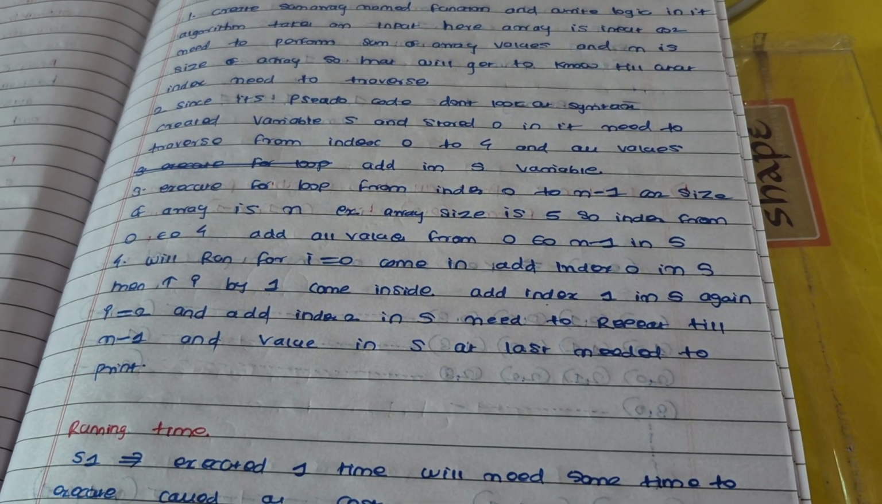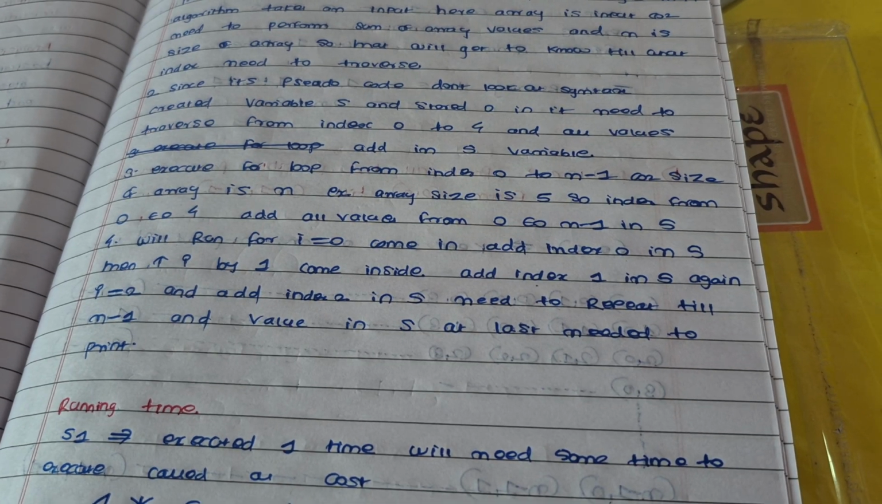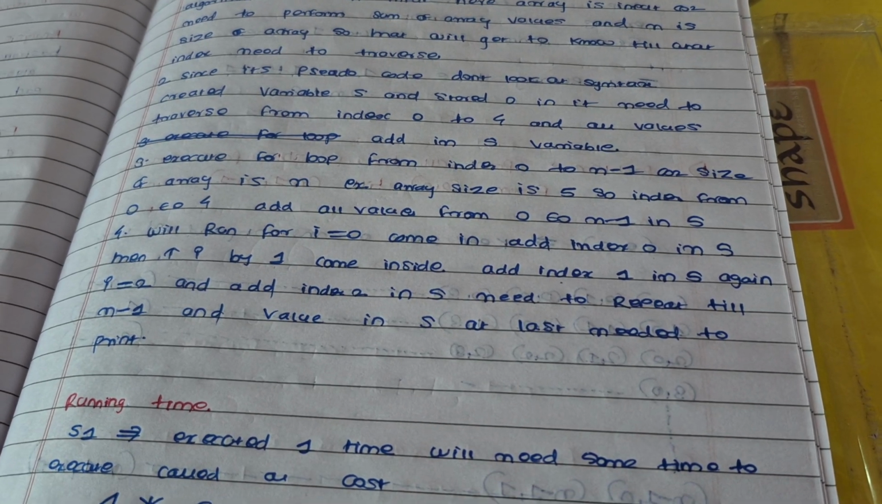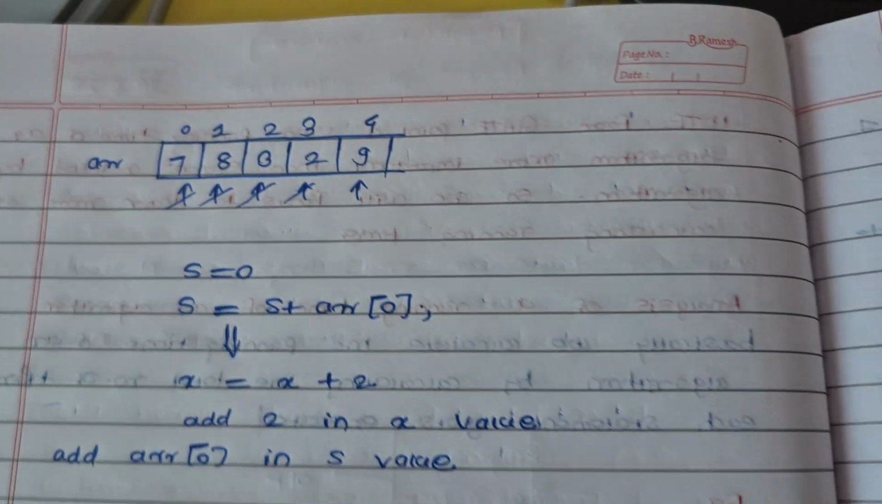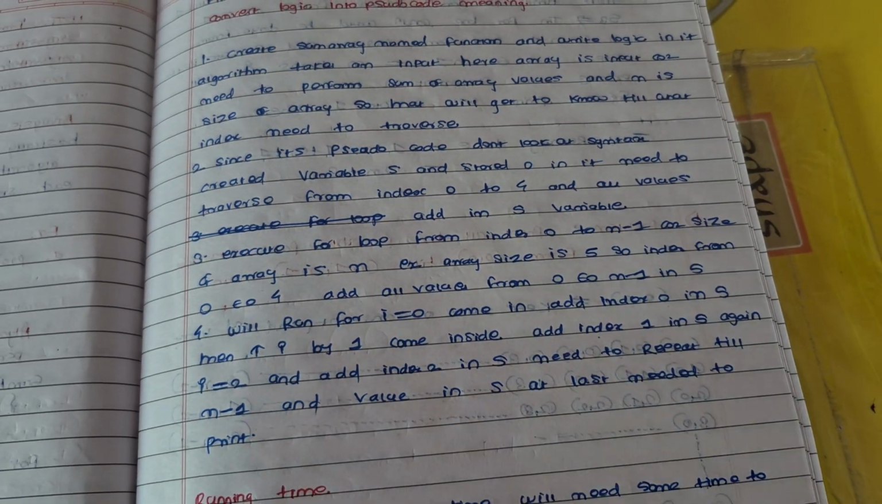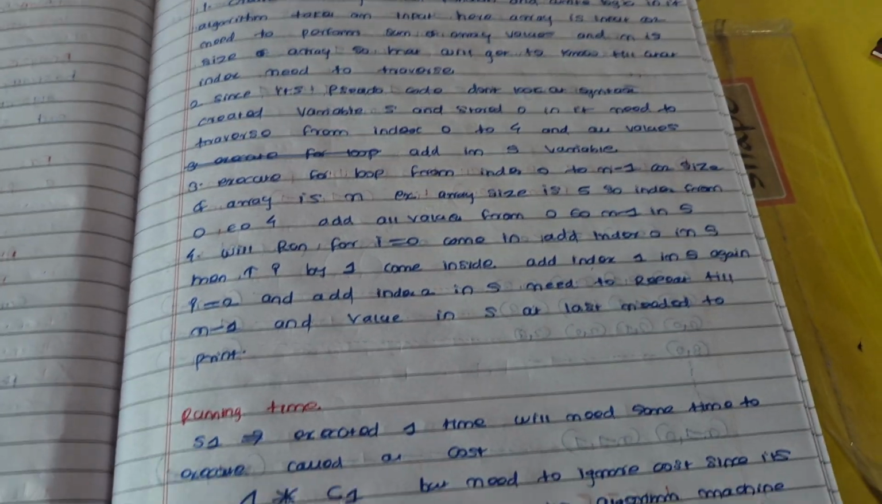For i equal to 0, we add the value at index 0 into s, then increase i by 1, and that's how the arrow will move forward till the last index. So that's the algorithm or logic before this pseudocode.